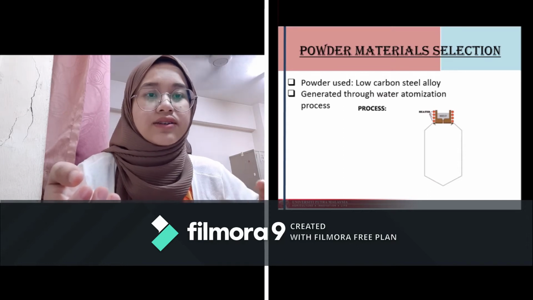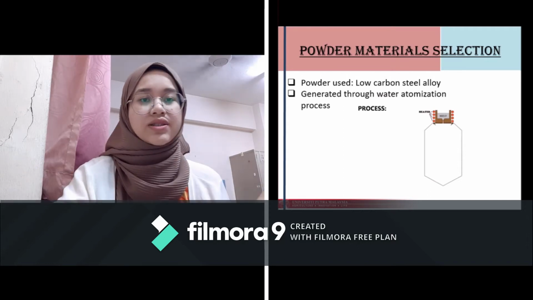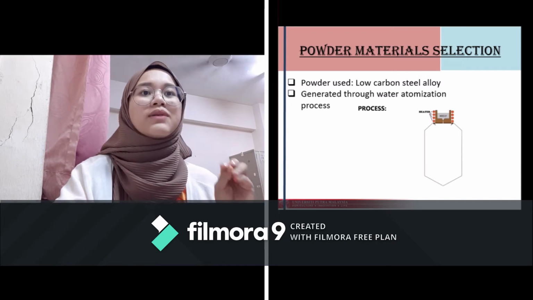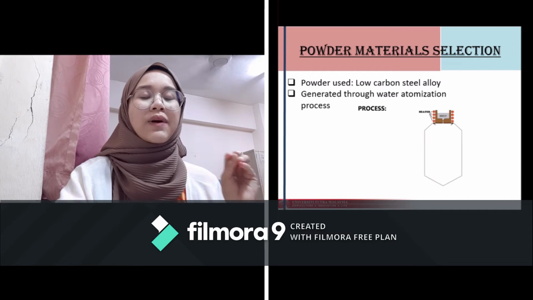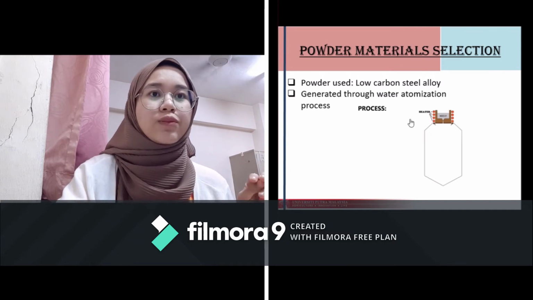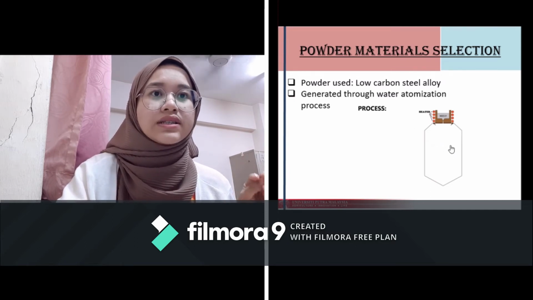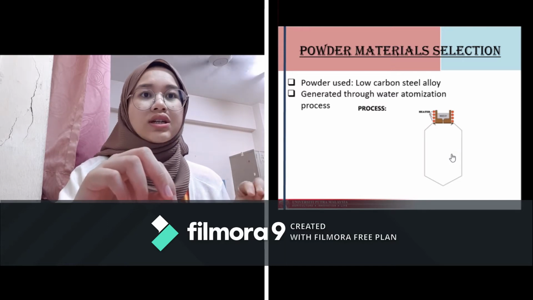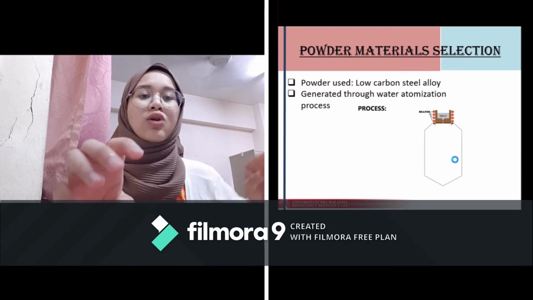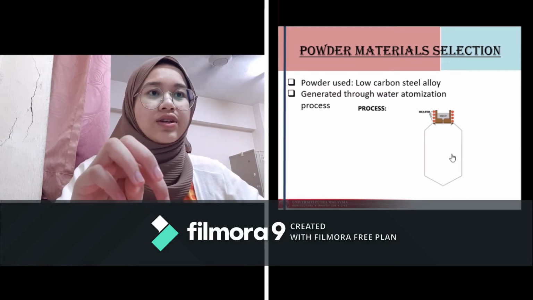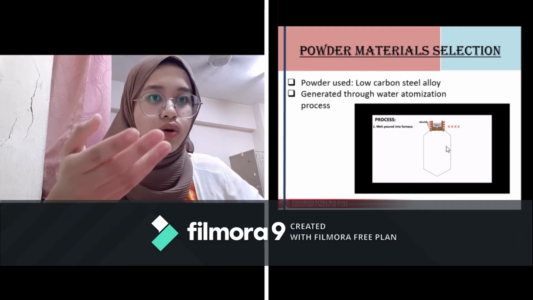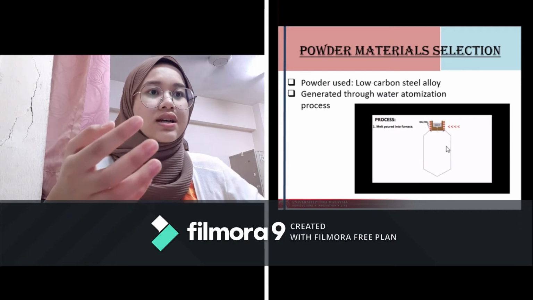Okay, first things first, for the powder metallurgy method, it is powder material selection. The powder used in this project is a low carbon steel alloy, and this powder is generated through the water atomization process. Now we will look at the video for the water atomization process to understand this process more deeply.